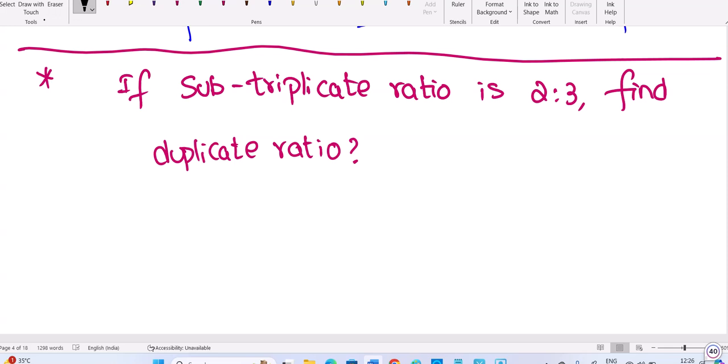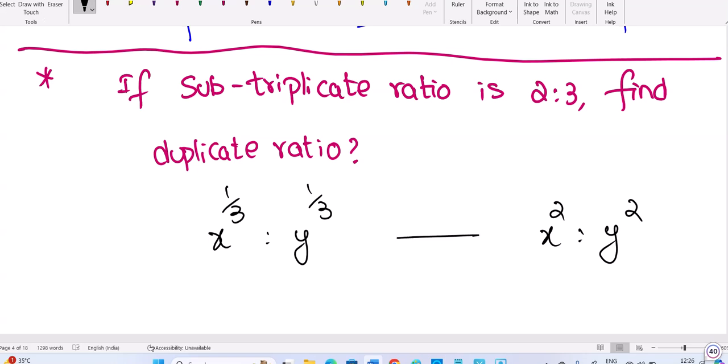Simple. Sub-triplicate ratio means x power 1 by 3, y power 1 by 3. I am asking for the duplicate ratio, which means x square, y square. For x power 1 by 3 to become x square, you need to take power 6. X power 1 by 3 whole power 6 is x square. Y power 1 by 3 whole power 6 is y square. That's why your answer is 2 power 6, 3 power 6.